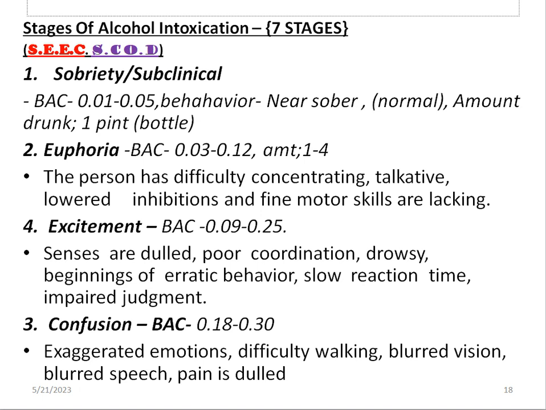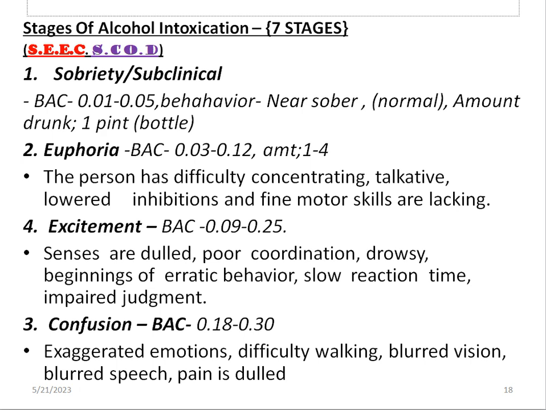Let us also appreciate the stages of alcohol intoxication. There are 7 stages that we can appreciate in alcohol intoxication. You can remember them with the mnemonic SEXCCOD. S is for sobriety or subclinical. E is for euphoria. The other E is for excitement, and then S is for stupor. C is for confusion, S for stupor, then CO is for coma, and then D is death.